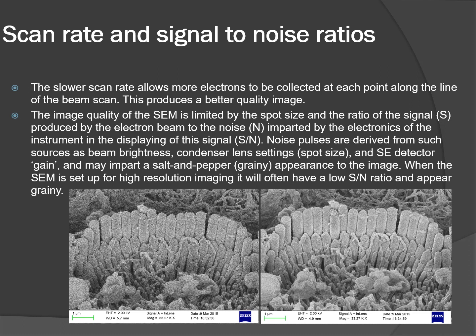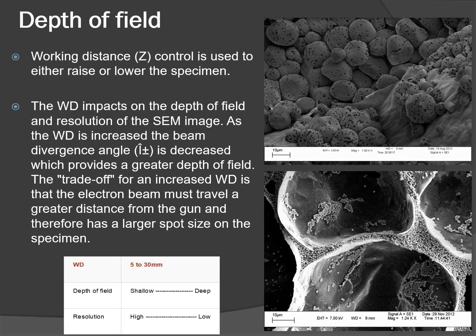When the SEM is set up for high resolution imaging, it will often have a low signal to noise ratio and appear grainy. So the faster the scan speed, the more grainy your image, and the slower your scan speed, the smoother your image, or the less grainy your image.